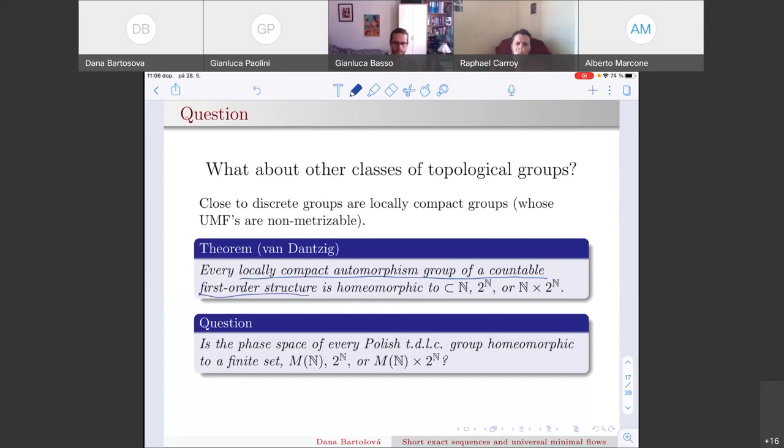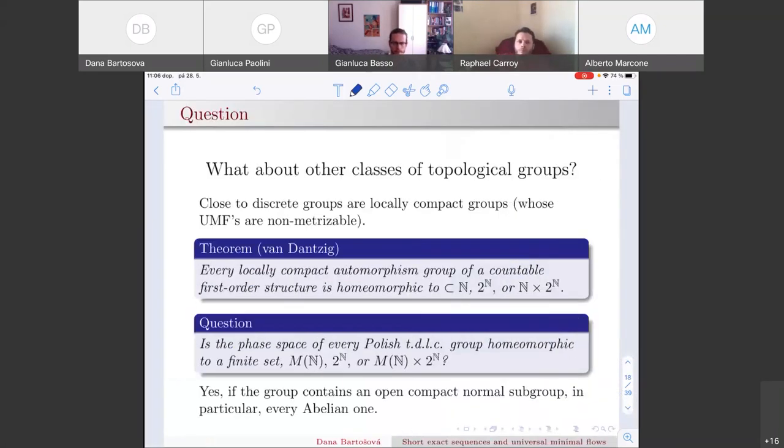And these are exactly all the Polish totally disconnected locally compact groups. So you don't have to go to the structures at all. And this is what is very different from the infinite dimensional groups. We don't go to the underlying structure whose automorphism group it is. We use methods that are more common in totally disconnected locally compact groups. So this is what I would like to show, and partially I know this is true, in the easier case, of course.